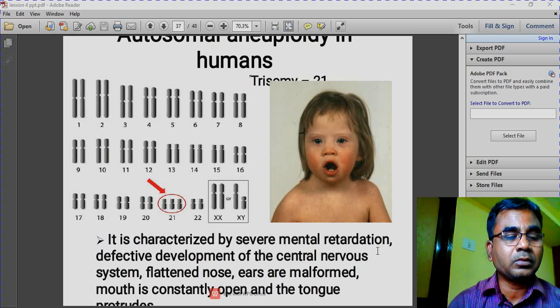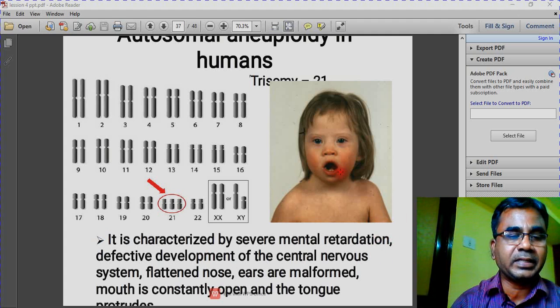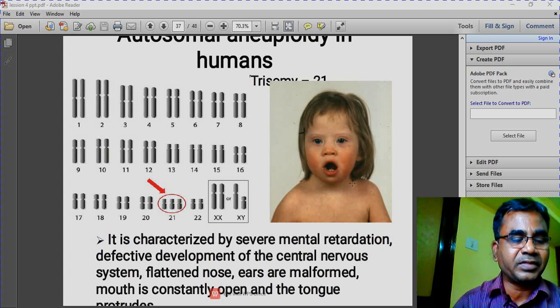If it is going away from this normal number, so instead of 46, if it is 47, that is abnormal. If it is 45, that is also abnormal. So we are calling this chromosomal abnormalities. These chromosomal abnormalities are due to what? That is due to the error in cell division.